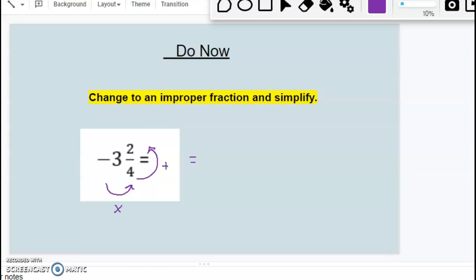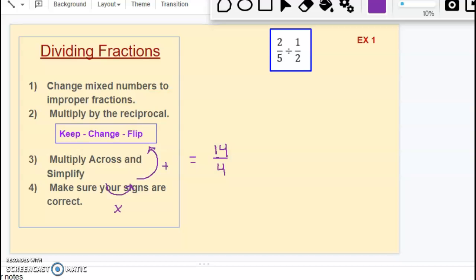Actually, to make it a little easier, let's leave the negative sign out for a minute and just bring it over. Now we only have to deal with the numbers. So let's try that again. 3 times 4 is 12, plus 2 is 14. So our numerator is 14, and we're going to keep the same denominator, which is 4. Okay? All right, let's keep this in mind as we move through our examples.